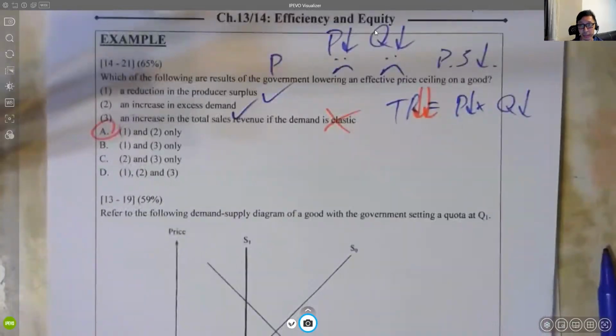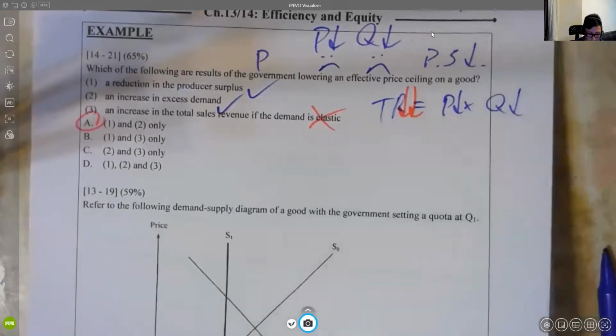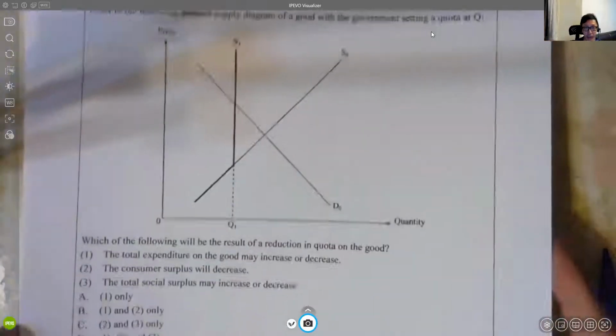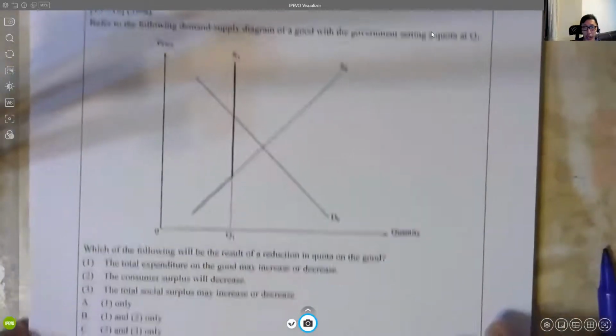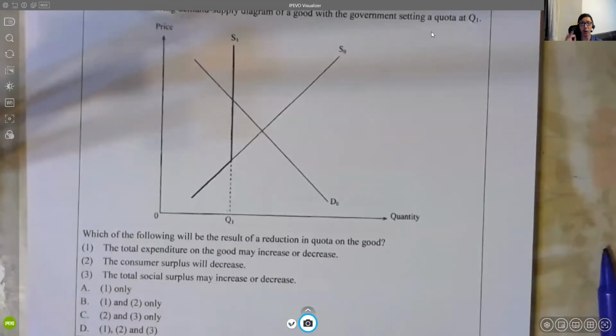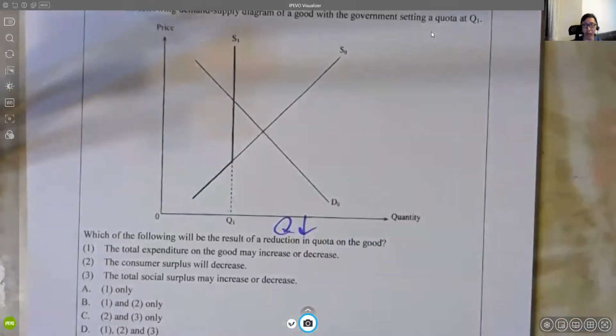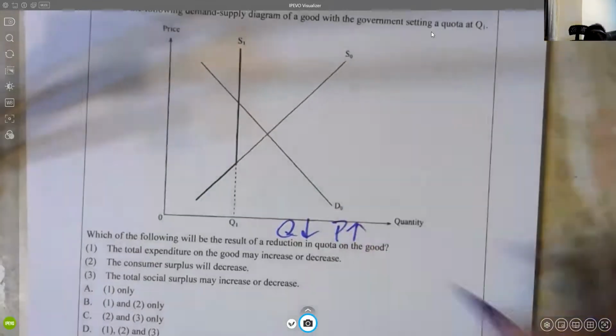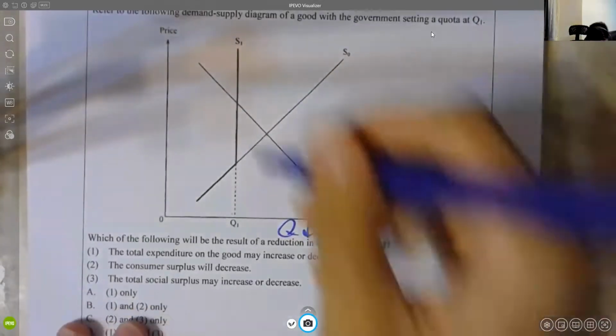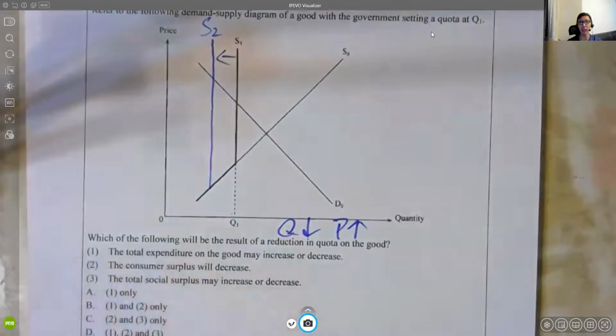Okay? Next one. Next one would be about quota. You see that, right? Originally, they have a quota set at Q1 right here. Now, it asks, what would be the result of a reduction in quota? Now, remember, a reduction in quota means that Q would further go down. So price would further go up. Diagram, it should be something like this. Reduction in quota is even less, right? Even less quantity allowed.